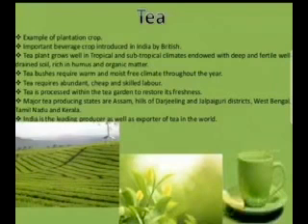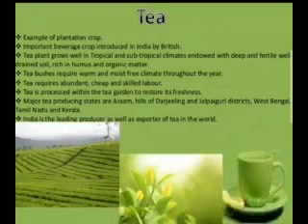Tea. Example of a plantation crop. Tea is a plantation crop. It is an important beverage crop introduced in India by the British. Tea plant grows well in tropical and subtropical climates endowed with deep and fertile, well-drained soil rich in humus and organic matter. Tea bushes require warm and frost-free climate throughout the year.